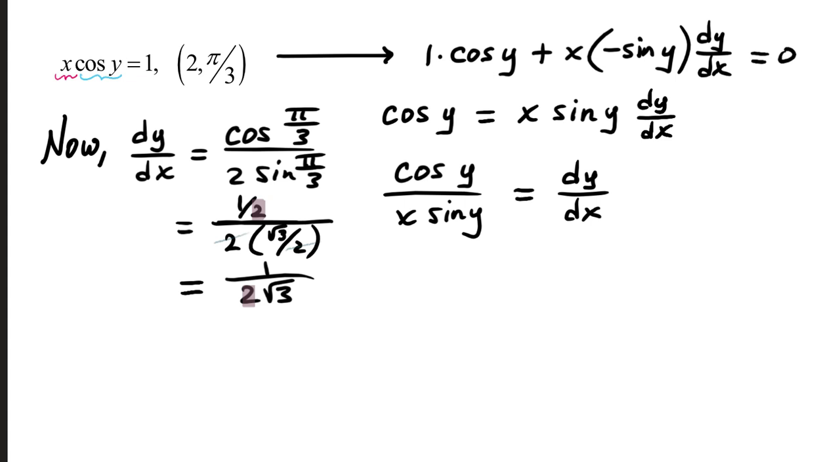Place the 2 in for the x, and pi over 3 will go in for the y's. Cosine of pi over 3, if you remember from your unit circle, is 1/2. Sine of pi over 3 is square root of 3 over 2. So we have 2 times square root of 3 over 2 in the bottom. Those 2's will cancel. The 2 from the upper half drops down, and so our slope is 1 over 2 square root of 3.